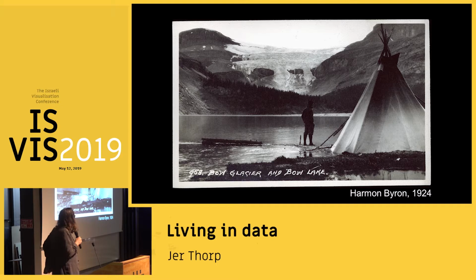Okay, switching gears. This is the Bow Glacier. It's in the Canadian Rockies. This photograph was taken in 1924. It flows down into a lake called the Bow Lake, which flows into a river called the Bow River. And the Bow River runs through the center of Calgary, which is a city in Canada.